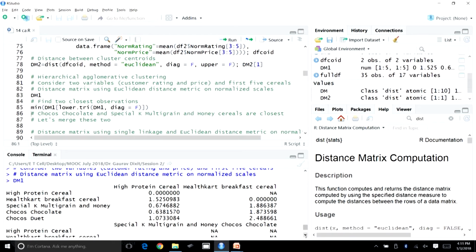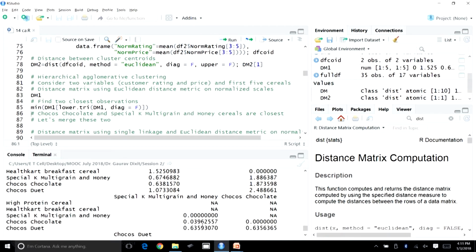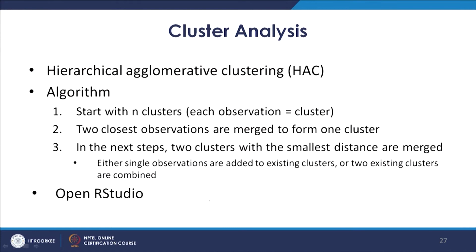So we will see where this value is. This value is between these 2 cereals, Choco chocolate and Special K multigrain and honey. So these 2 are the cereals which are closest. As we understood from the algorithm, the 2 closest observations are merged to form one cluster.